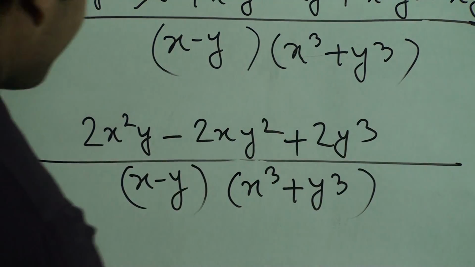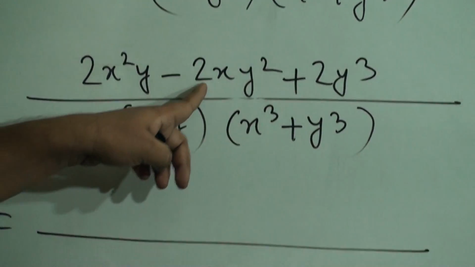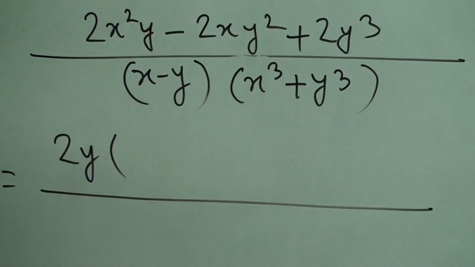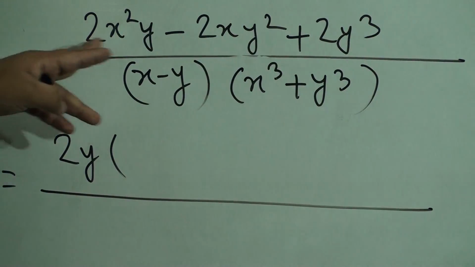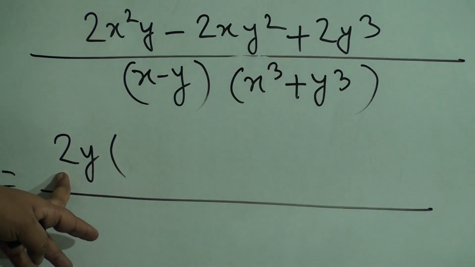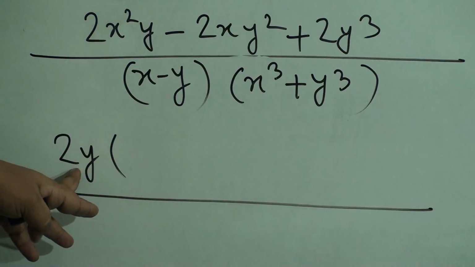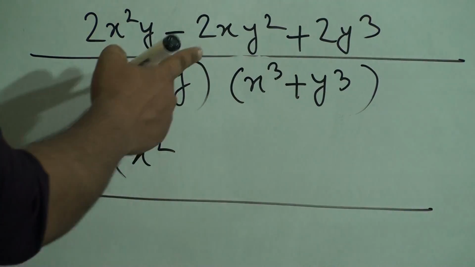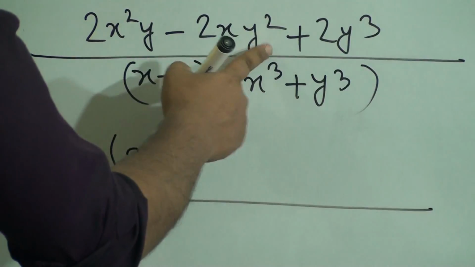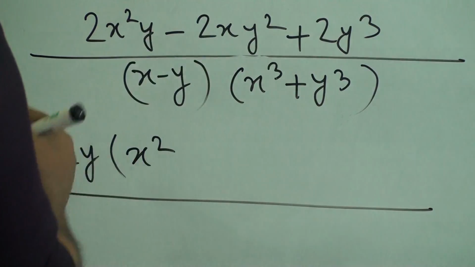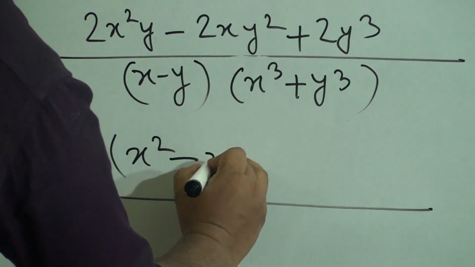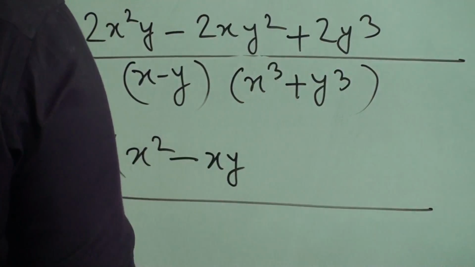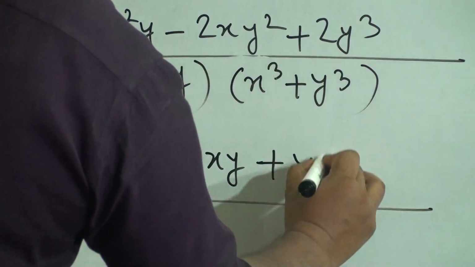Okay, now notice 2y common, so we take common. Do you know common means we do division by each term of this 2y. If we divide 2x square y by 2y, then we get x square. And now notice we take 2y common, that means we divide 2xy square by 2y and we get minus xy, and we divide this 2y cube by 2y, then we get y square.